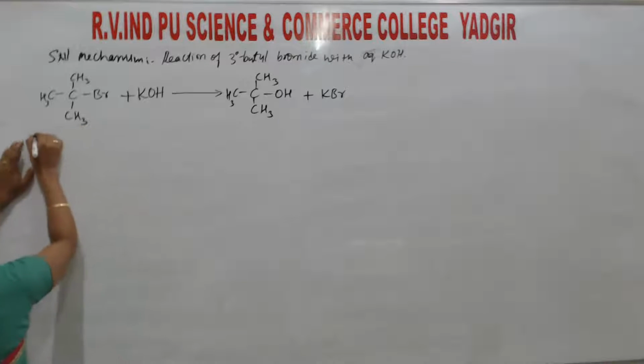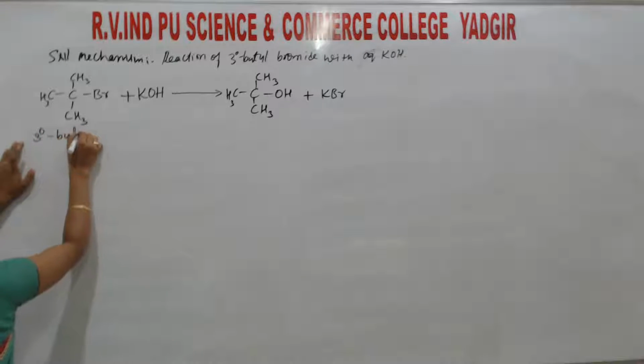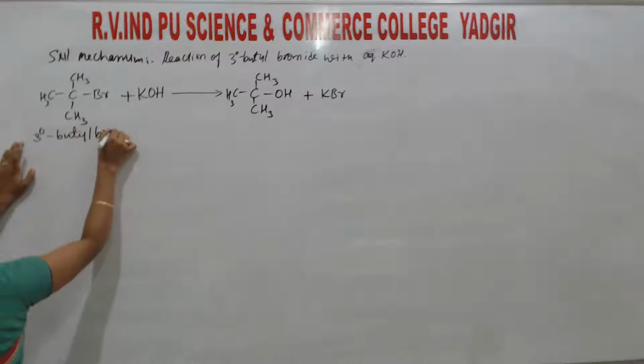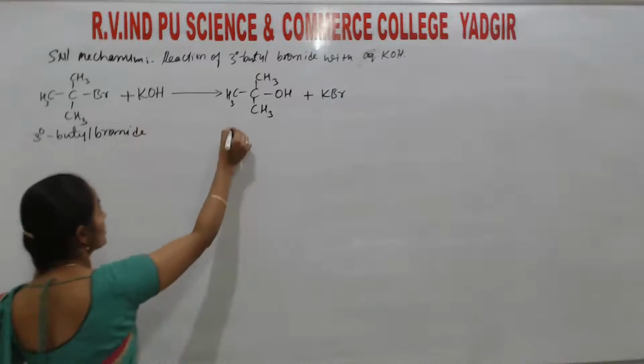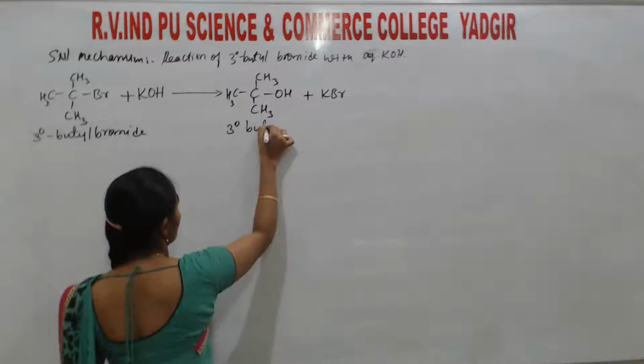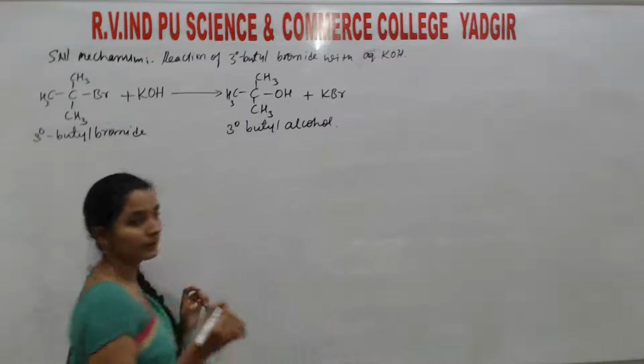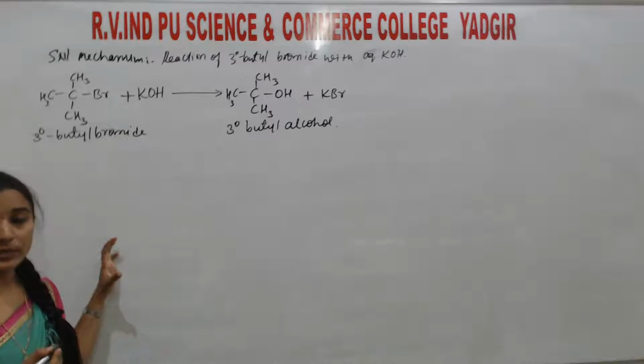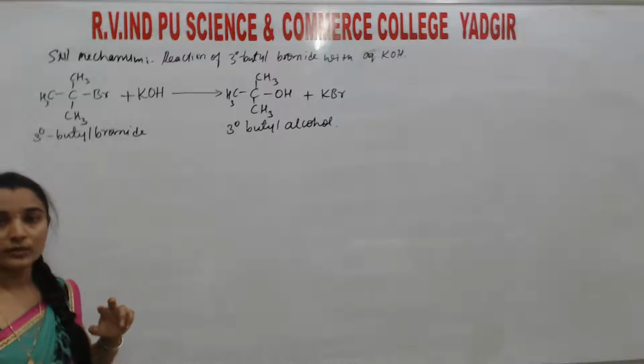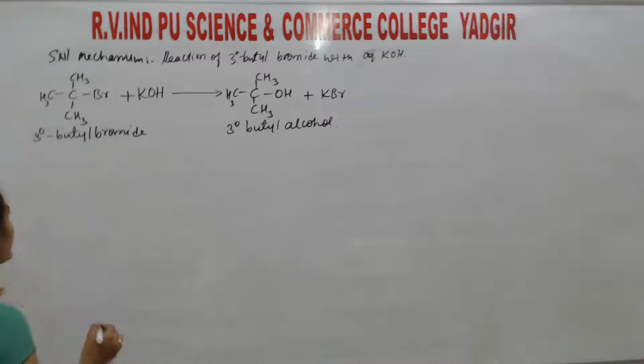Okay, so it is what? Tertiary butyl bromide. This is tertiary butyl alcohol. So this is taking place in two steps, step 1 and step 2. So I'll write the mechanism.